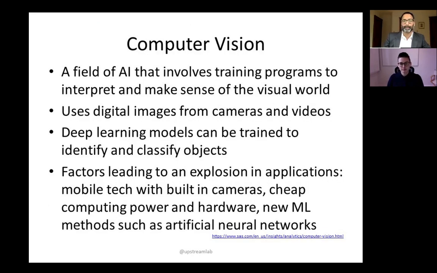Another area, moving away from machine learning and just to move through these briefly, computer vision. This is a field of AI that involves training programs to interpret, make sense of the visual world, of photos, of videos. And it uses deep learning to train itself to identify and classify objects. And part of what's led to a huge application of this is the availability of cameras, computing power, and new methods, and particularly artificial neural networks.